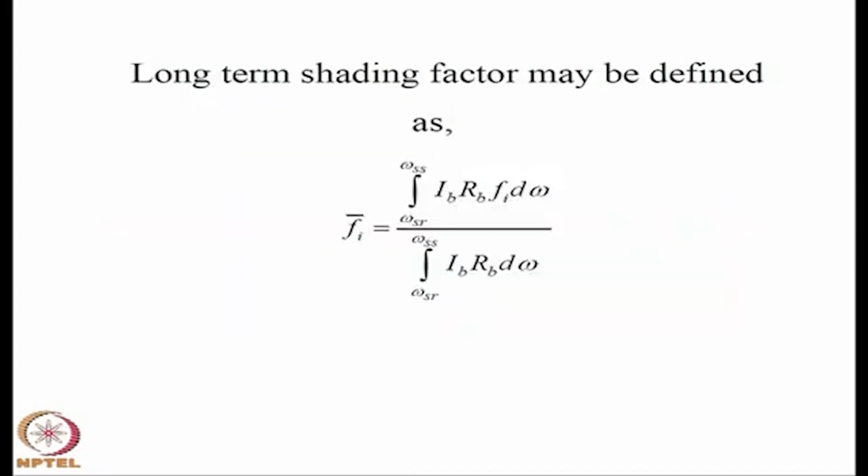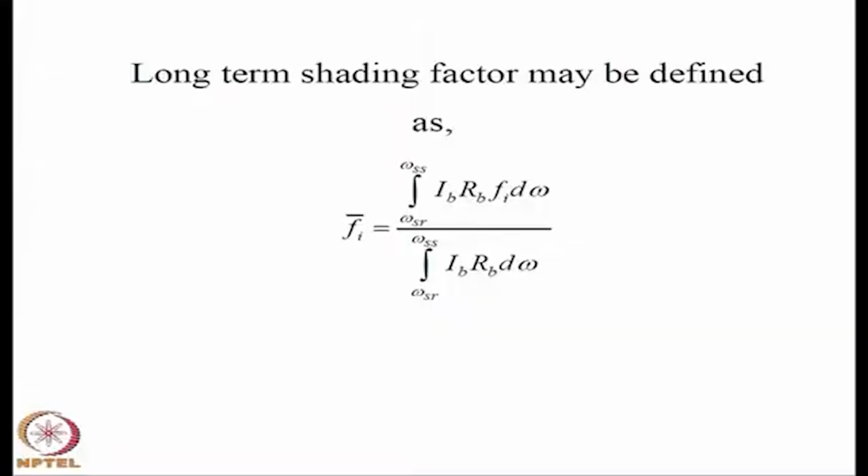So, the shapes we have already described could be triangle, rectangle or trapezoidal. This is the equation which I have already written, F I bar. Now, both the numerator and the denominator will be from apparent sunrise to apparent sunset angles relevant to the particular window under consideration.